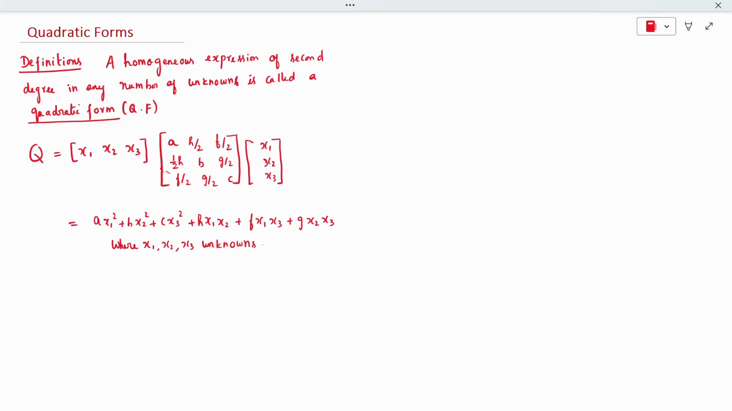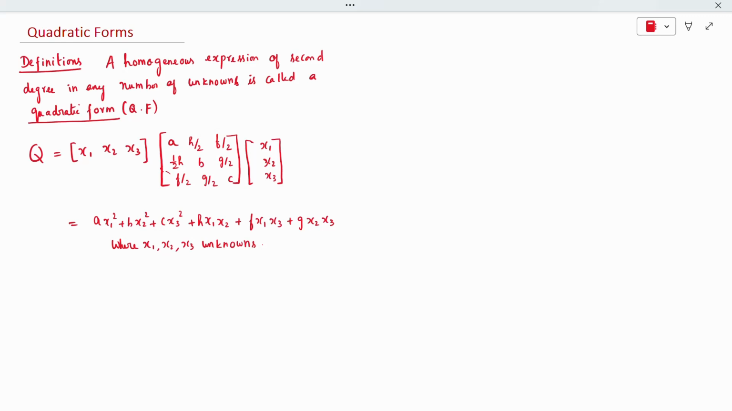Today's topic is quadratic form. So what is the definition of a quadratic form? It means a homogeneous expression of second degree. It will be second degree in any number of unknowns. It's called a quadratic form.